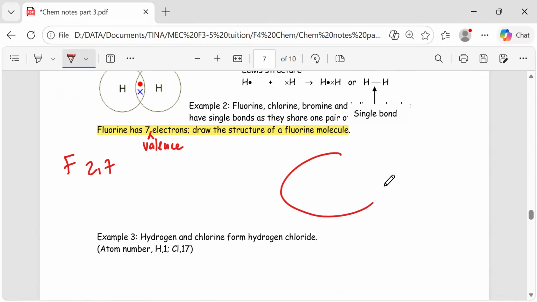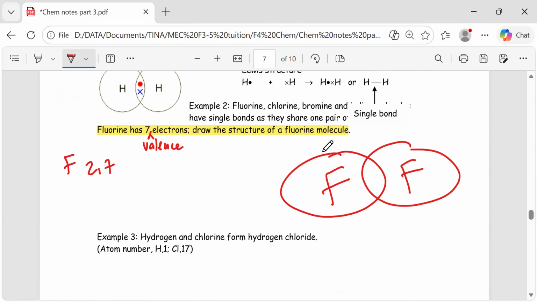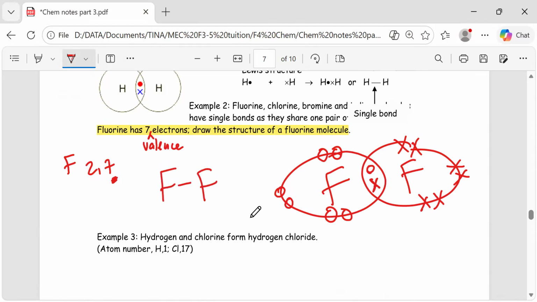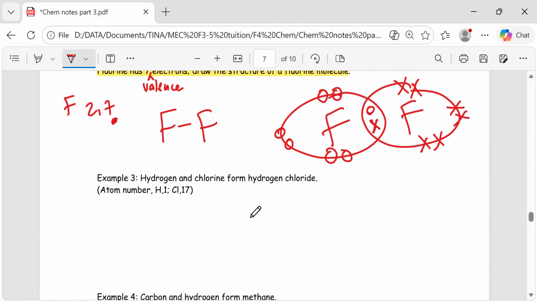So this fluorine and this fluorine, like this. The inside two I don't want to draw. I just draw the outside seven. One, two, three, four, five, six, seven, one is for sharing. One, two, three, four, five, six, seven, one is for sharing. Is this still a single covalent bond? Yes. So it looks like this. Can you understand? Please draw this and do example 3.